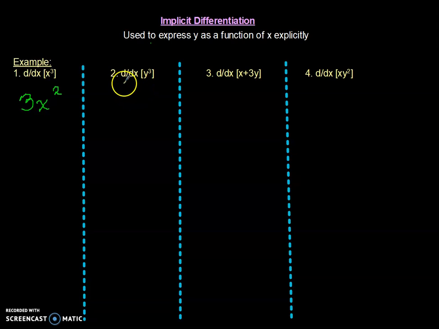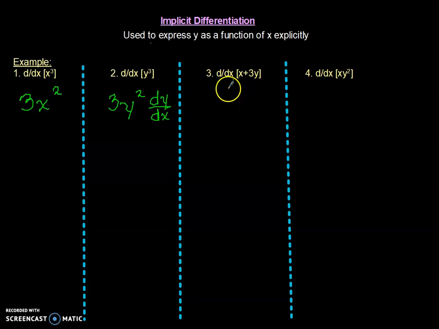However, in number 2, notice that it doesn't match. I'm being asked to derive the function with respect to x, but my function is not in terms of x, it's in terms of y. So I'm still going to derive it using the power rule, which gives me 3y squared, but to note that it was derived implicitly, at the end of it, I'm going to put dy over dx.